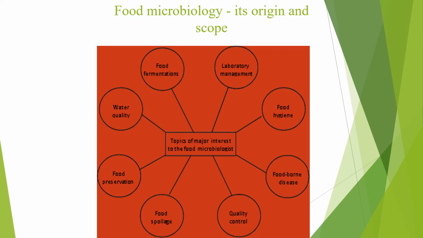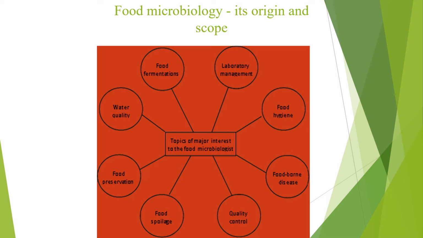Next, coming to the origin and scope of food microbiology, the different topics of major interest come under food microbiology. They have different applications in the field of food fermentation, the analysis of water quality, and food preservation techniques. They are also the reason behind the spoilage of different food items, are used in the quality control of food items, are the reason behind many foodborne diseases, and also have applications in laboratory management and food hygiene.